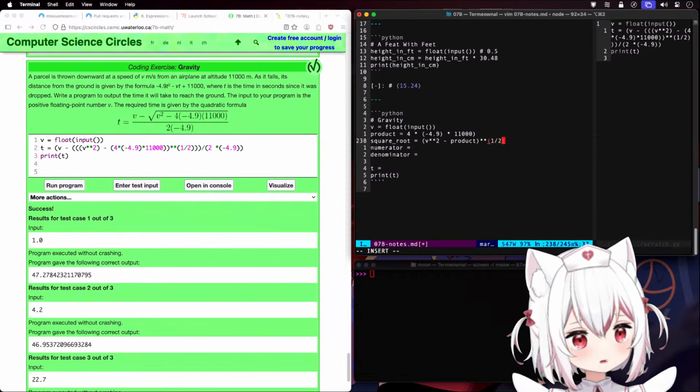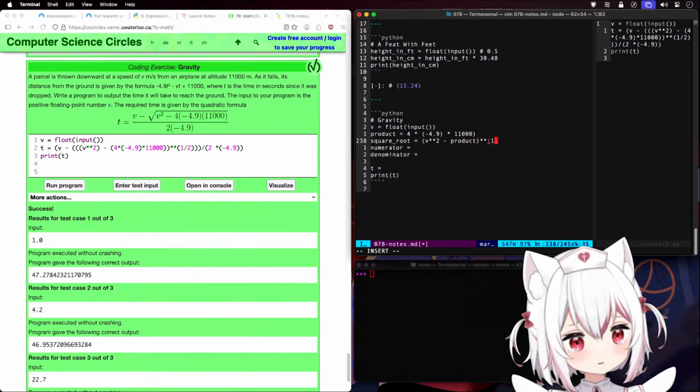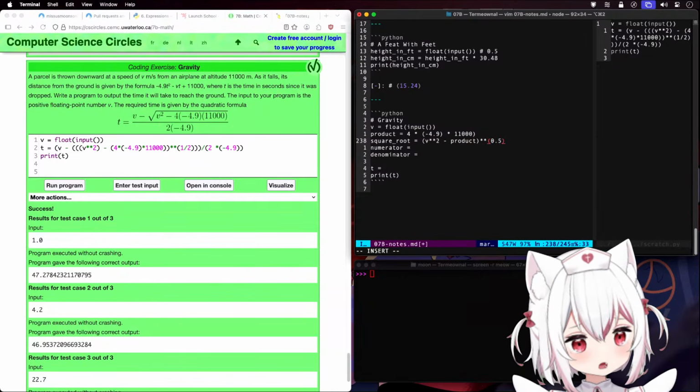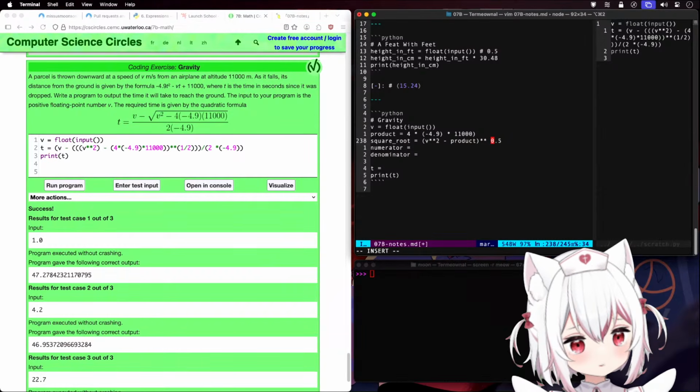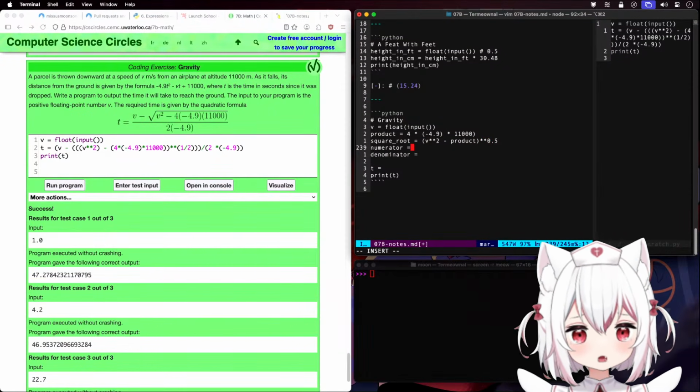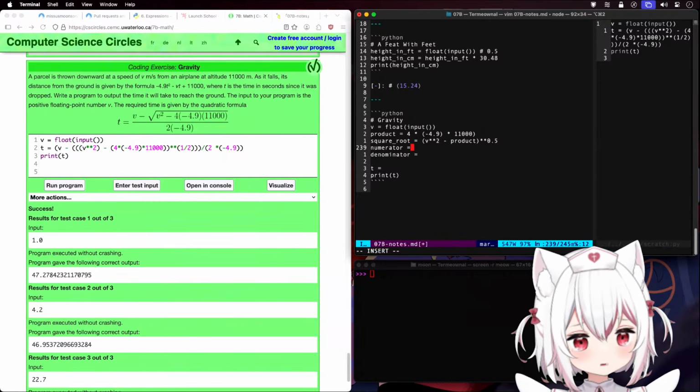Oh wait, I remember someone told me that I should do 0.5 instead of 1/2 because it's fewer operations. Yeah, I don't like how it looks either way, but this is better.